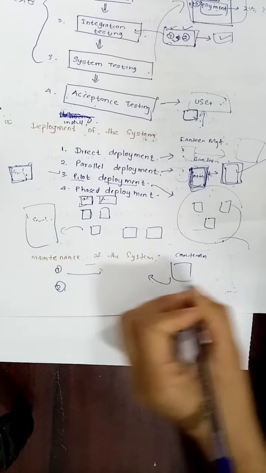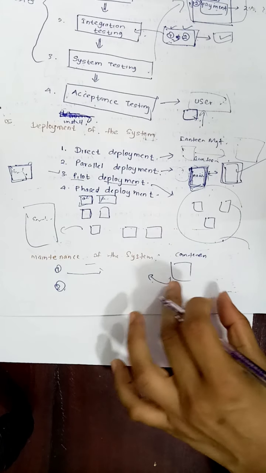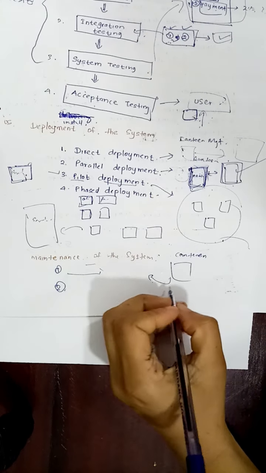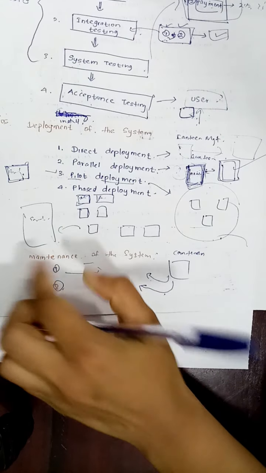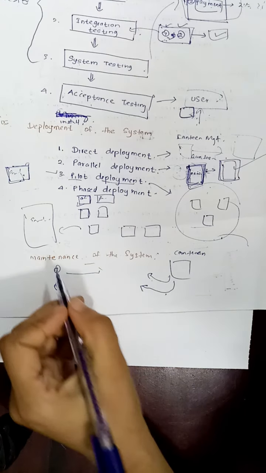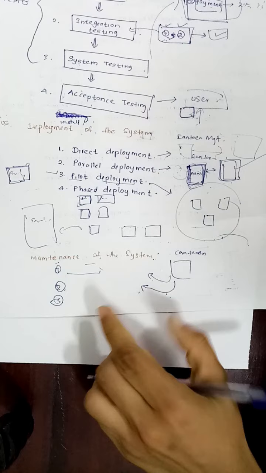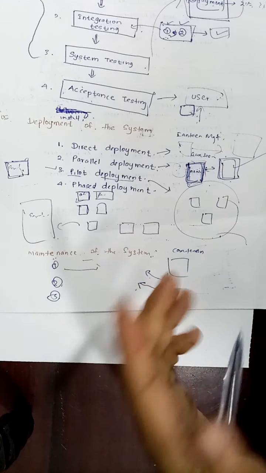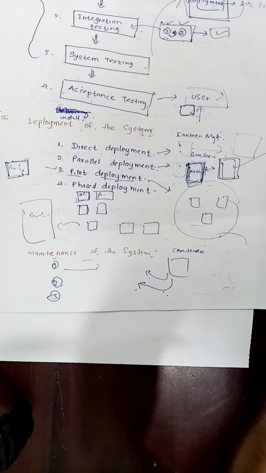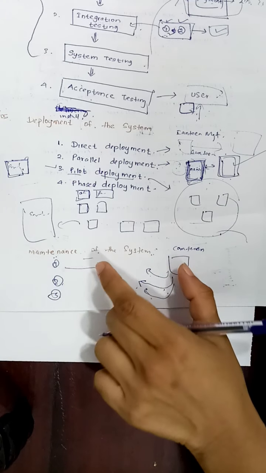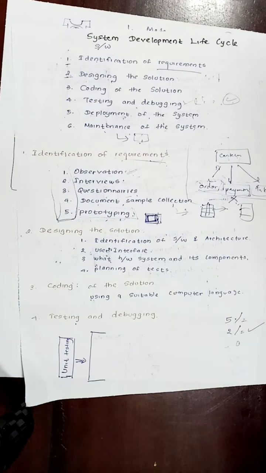If they face any errors or if they have difficulty using any section, then he will report to the software developer. This also comes under maintenance of the system. Or if this canteen owner needs any new technology related functions, he can ask the developer. That also comes under maintenance of the system. So these are the steps of the life cycle of software development.